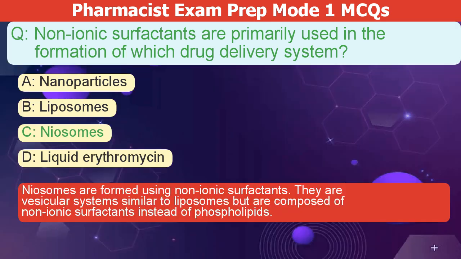The correct answer is C. Niosomes are formed using non-ionic surfactants. They are vesicular systems similar to liposomes but are composed of non-ionic surfactants instead of phospholipids.